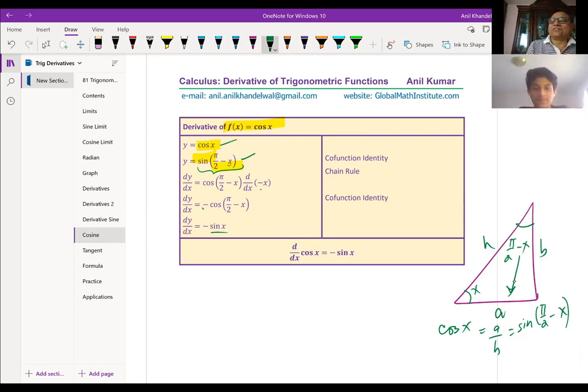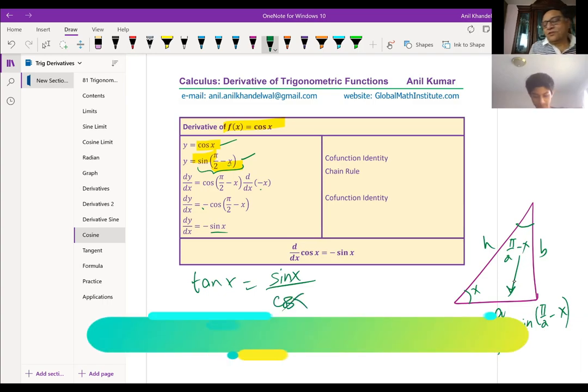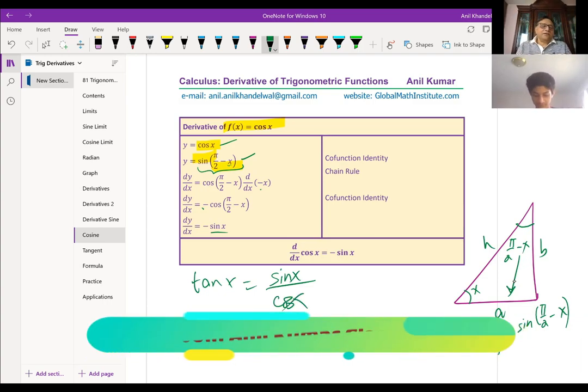So you know the derivative of sine x. You know the derivative of cosine x. Can you find the derivative of tan x? Yes, sir. You can do sine x over cos x, right? Correct. Quotient rule. So you can definitely try. And let me show you the solution. Not a big deal, right?